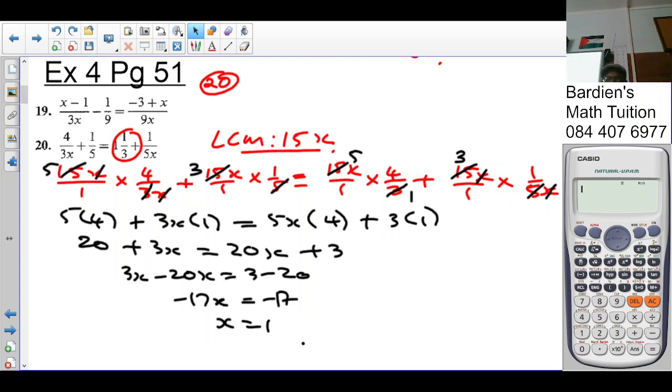So that now brings us to the last part of this year, which is your word equations.